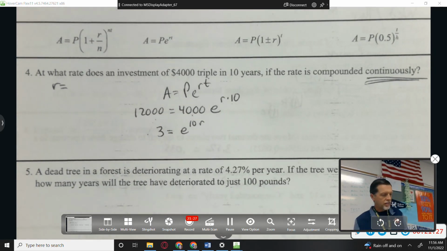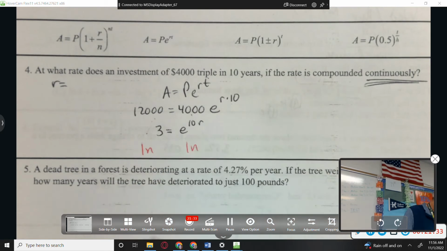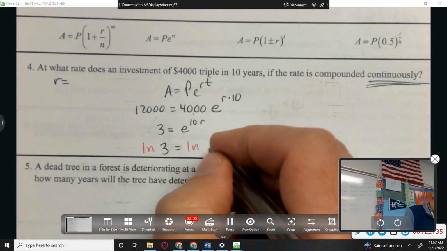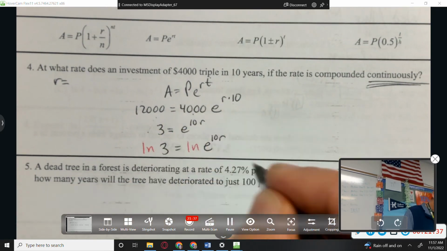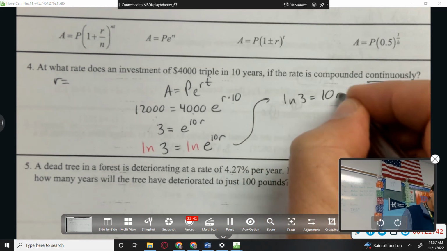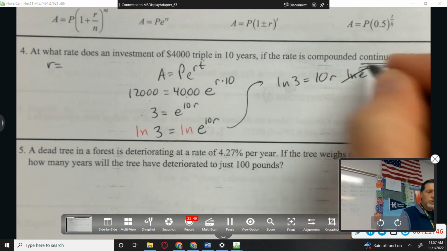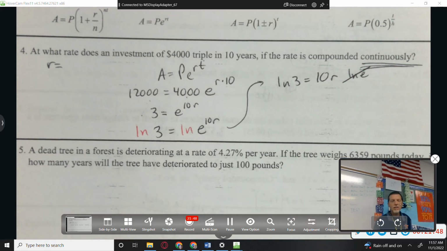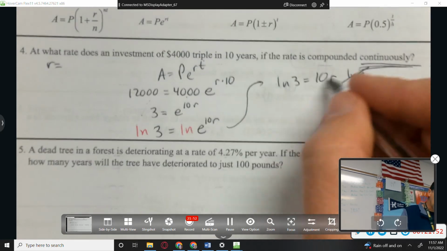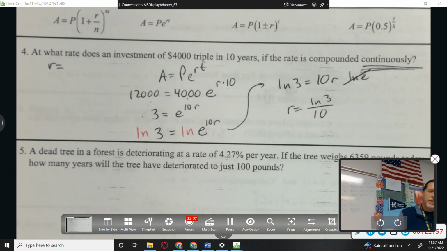All right, what next? Log it. Log it to get the variable out of the exponent. So natural log 3 equals 10r. Natural log e if you want to write it, but natural log of e is 1. And then this turned into kind of an easy problem. Natural log of 3 divided by 10.